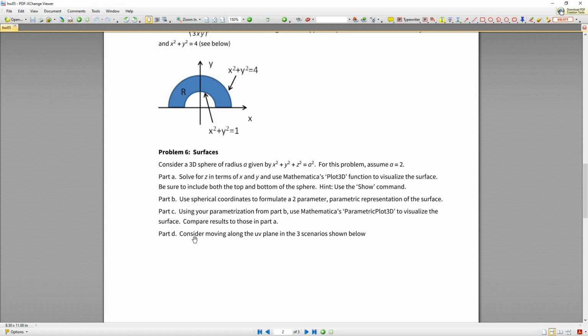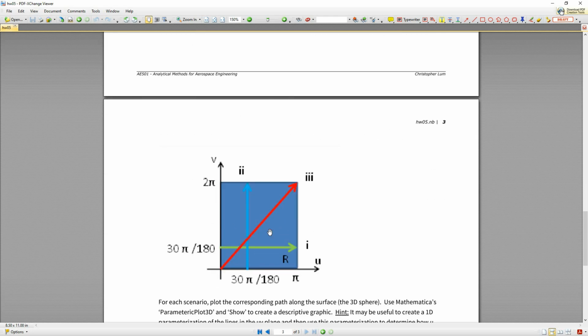Now where this gets interesting is in the next part, part D. I'd like you to consider moving along the UV plane. So again, the parameterization that you're hopefully going to come up with in part B is going to have two independent parameters, U and V. Now, if you vary U and V according to these three situations: in situation I, I'd like you to hold V constant at this value and then vary U between 0 and pi. And then for part II, you do the opposite, right? Hold U constant at this value and then vary V between 0 and 2 pi.